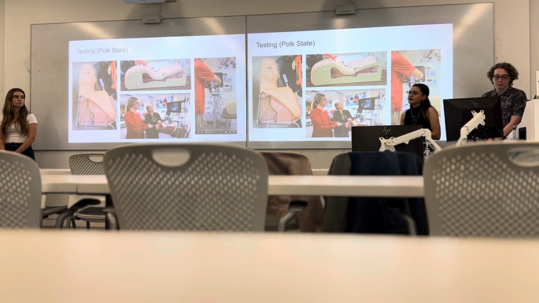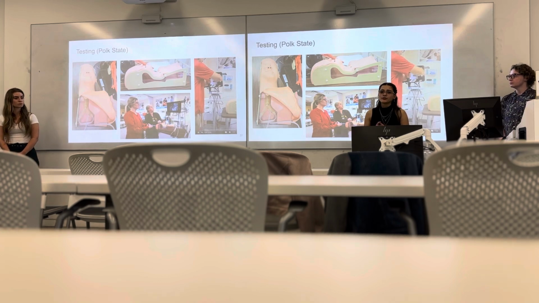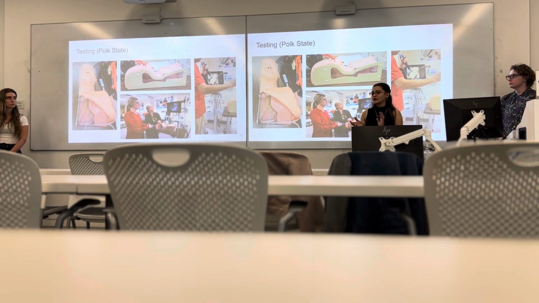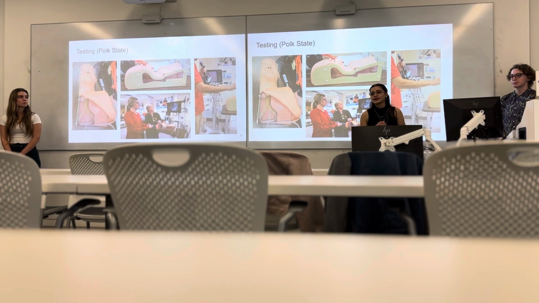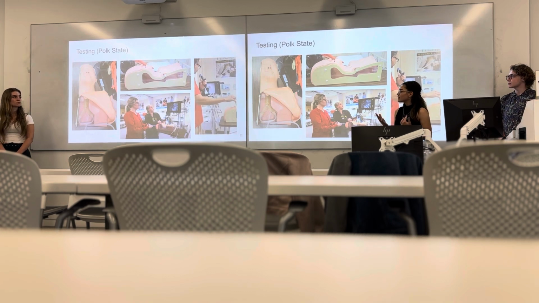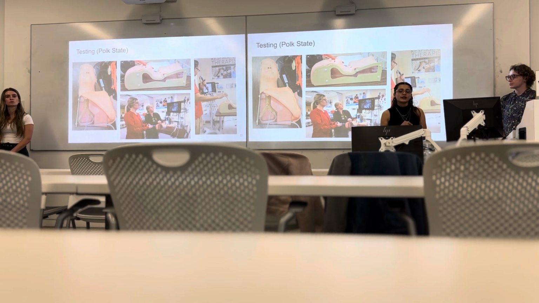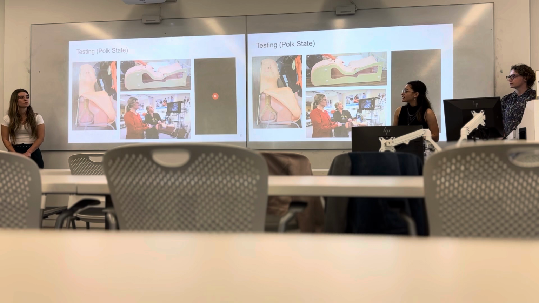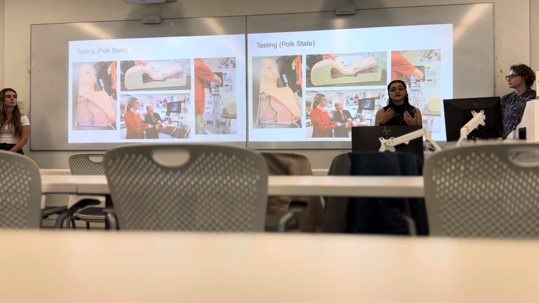One of our requirements was to physically test our prototype. And here at Florida Poly, we don't have any access to medical equipment like that. To overcome that limitation, we reached out to Polk State to see if they were willing to help us. They did reach back out and let us visit their lab.